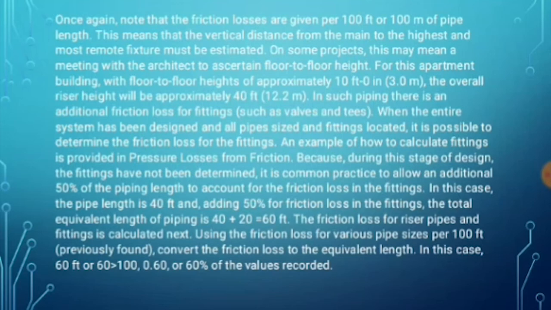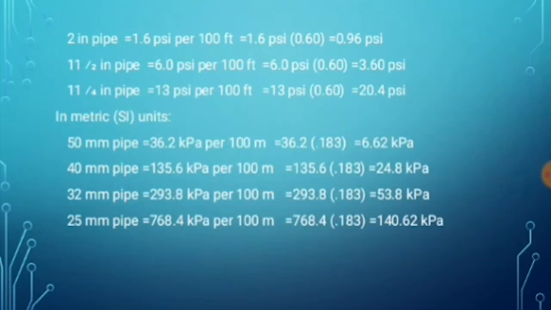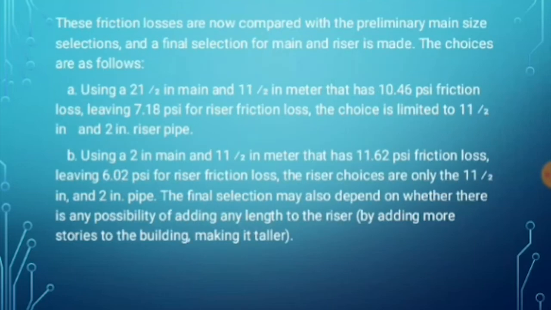The friction loss of riser pipes and fittings is calculated next. Using the friction loss of various pipe sizes per 100 feet, convert the friction loss to the equivalent length. In this case, 60 feet is 60% of 100, so take 60% of the values recorded. This is the result. These friction losses are now compared to the preliminary main size selection, and the final selection for main and riser is made. The choices are as follows.